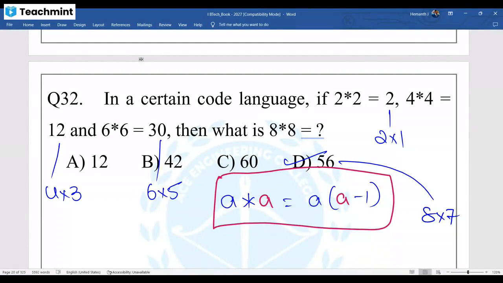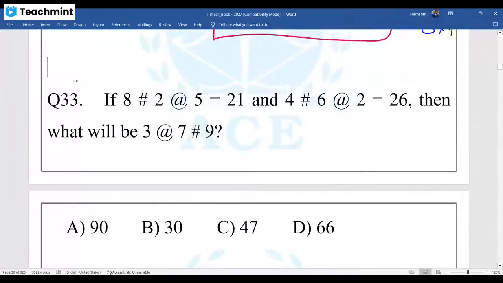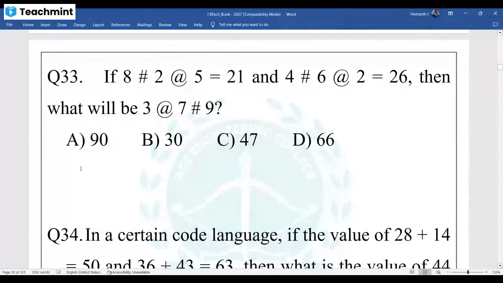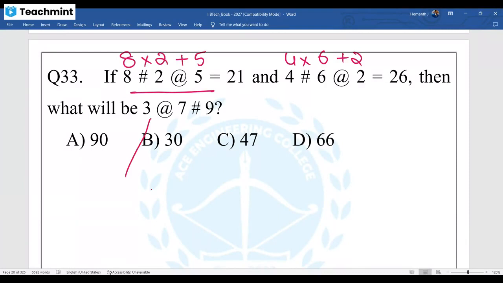What about the next question? Hope you are done with this. Finding the logic is important. Once you get the logic, it's easy to solve. What about this one? After finding the logic also, I guarantee 90% of the students give the wrong answer even after knowing the logic. So what's here? 8 multiplied by 2 is 16 plus 5 is 4 multiplied by 6 plus 2 is, then what should be the answer?